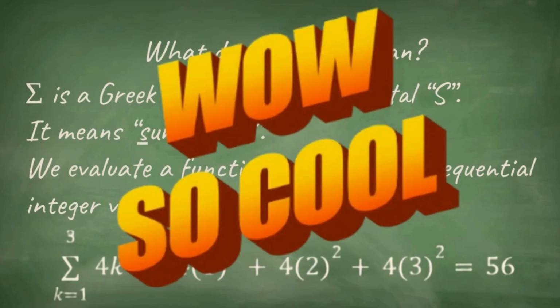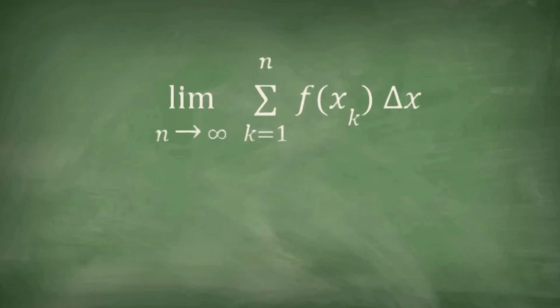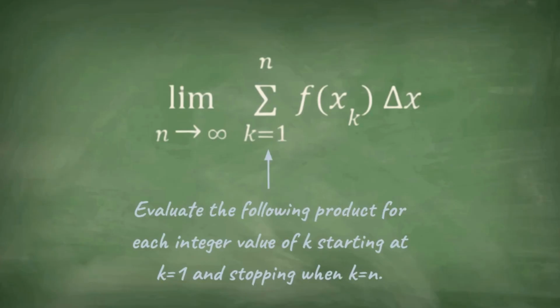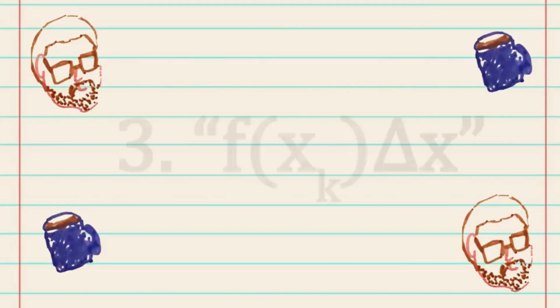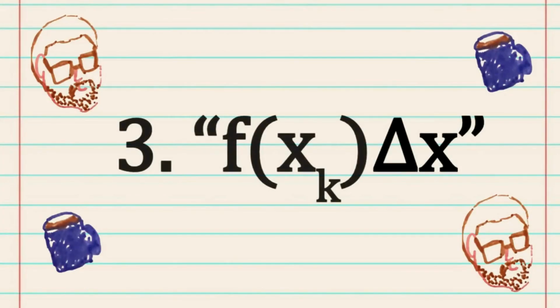Wow, so cool. So the middle of this expression can be understood to mean evaluate the following product for each integer value of k, starting at k equals 1 and stopping when k equals n. What product? That product. Which is admittedly a strange product. So let's talk about it in depth.